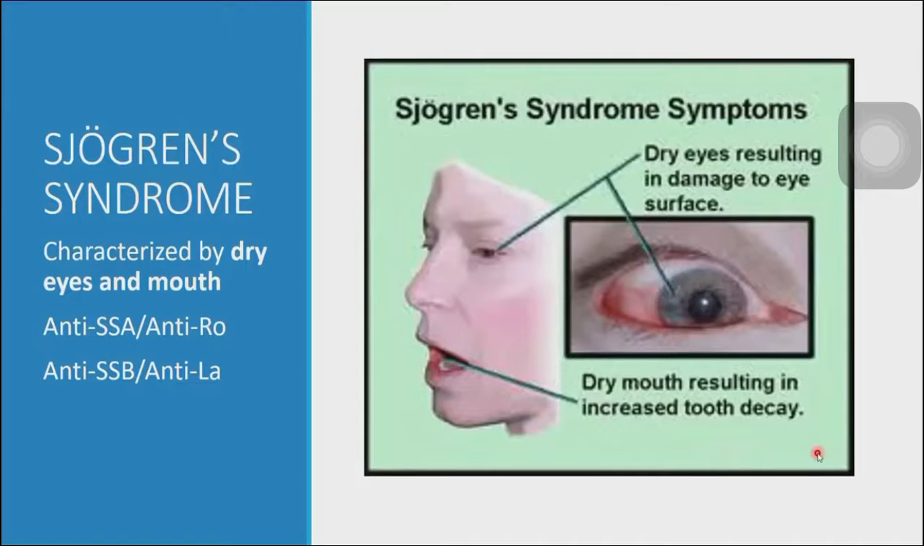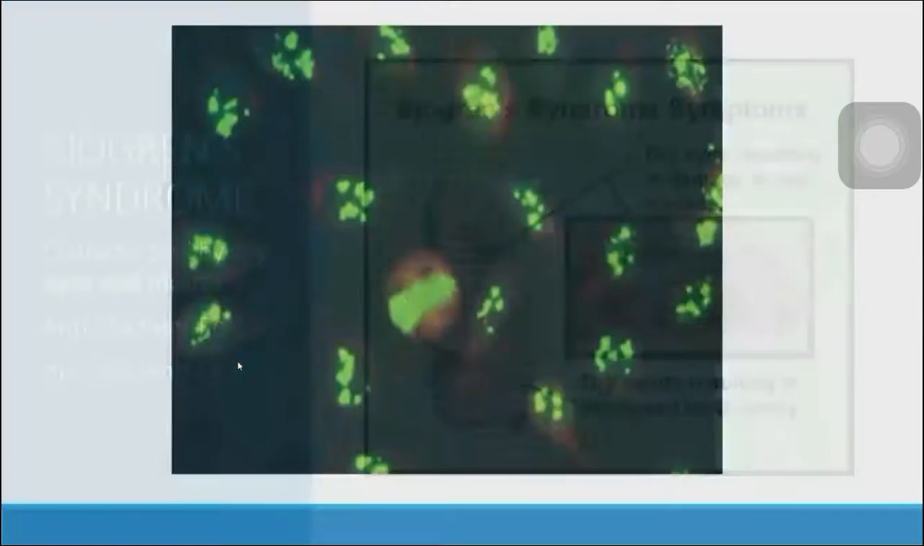So what are the antibodies associated with Sjogren's syndrome? Anti-SSA, anti-Ro, or anti-SSB, anti-La. So what does anti-SSA mean? Sjogren's syndrome antigen A, or Sjogren's syndrome B antigen, or anti-La. Okay? That's why SSA, SSB. Don't forget, dry eyes and dry mouth are present in Sjogren's syndrome.